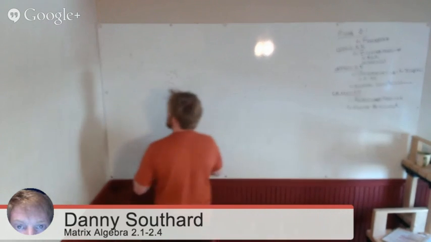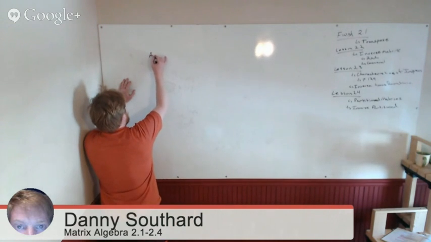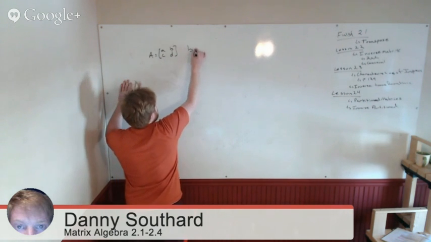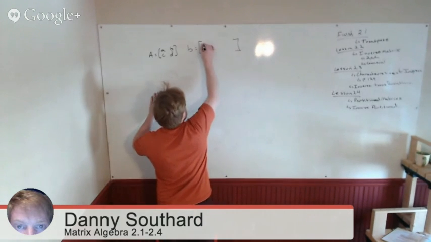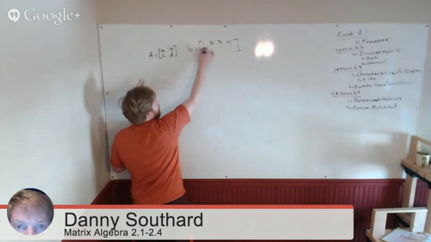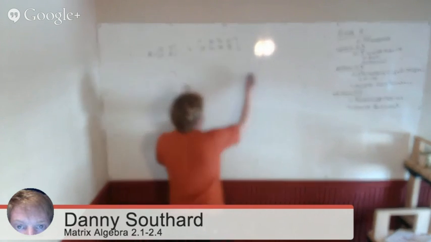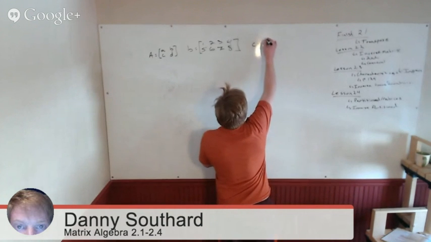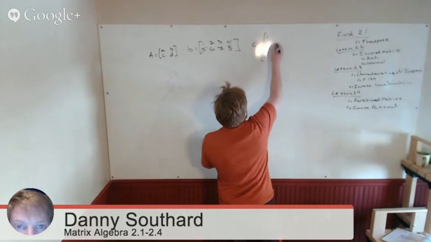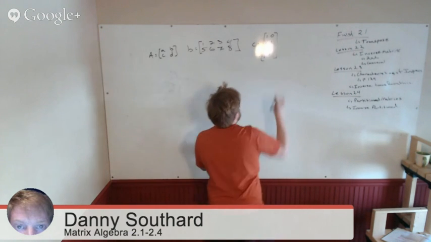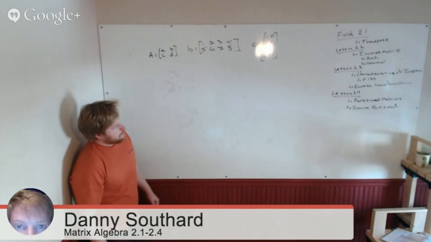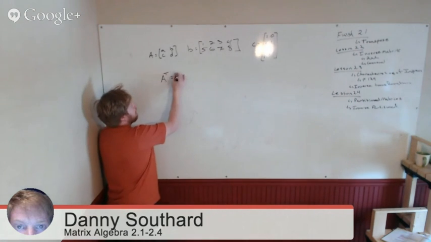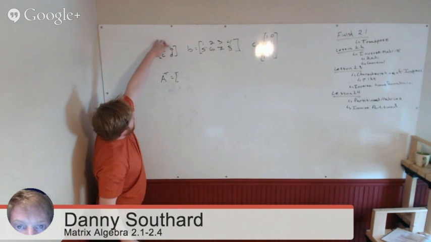Okay, let's get started. Let's say we have matrix A, B, C, D. Matrix B is 1, 2, 3, 4, 5, 6, 7, 8. Matrix C is, I don't know, 1, 1, 1, 1, 0, 1, 0, 1. The transpose of a matrix, denoted as A transpose, takes your row 1 and makes it column 1.